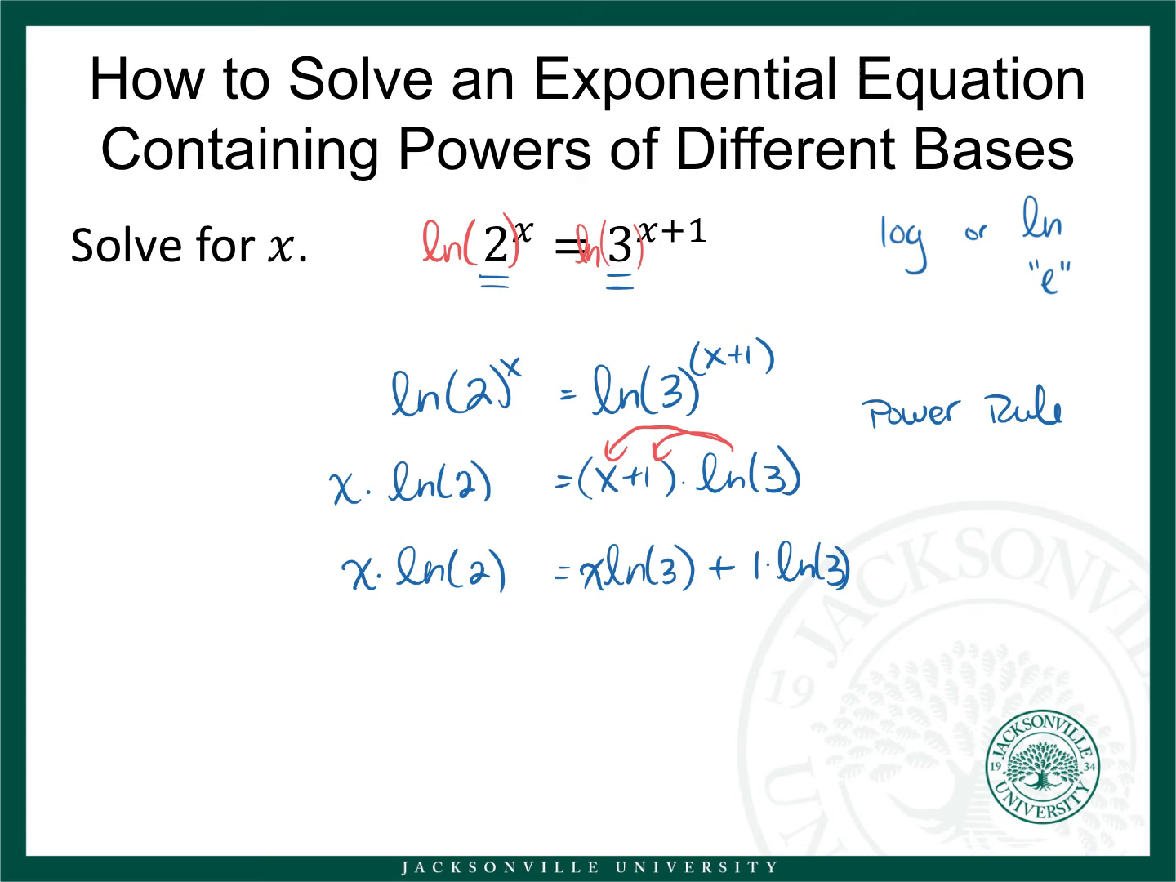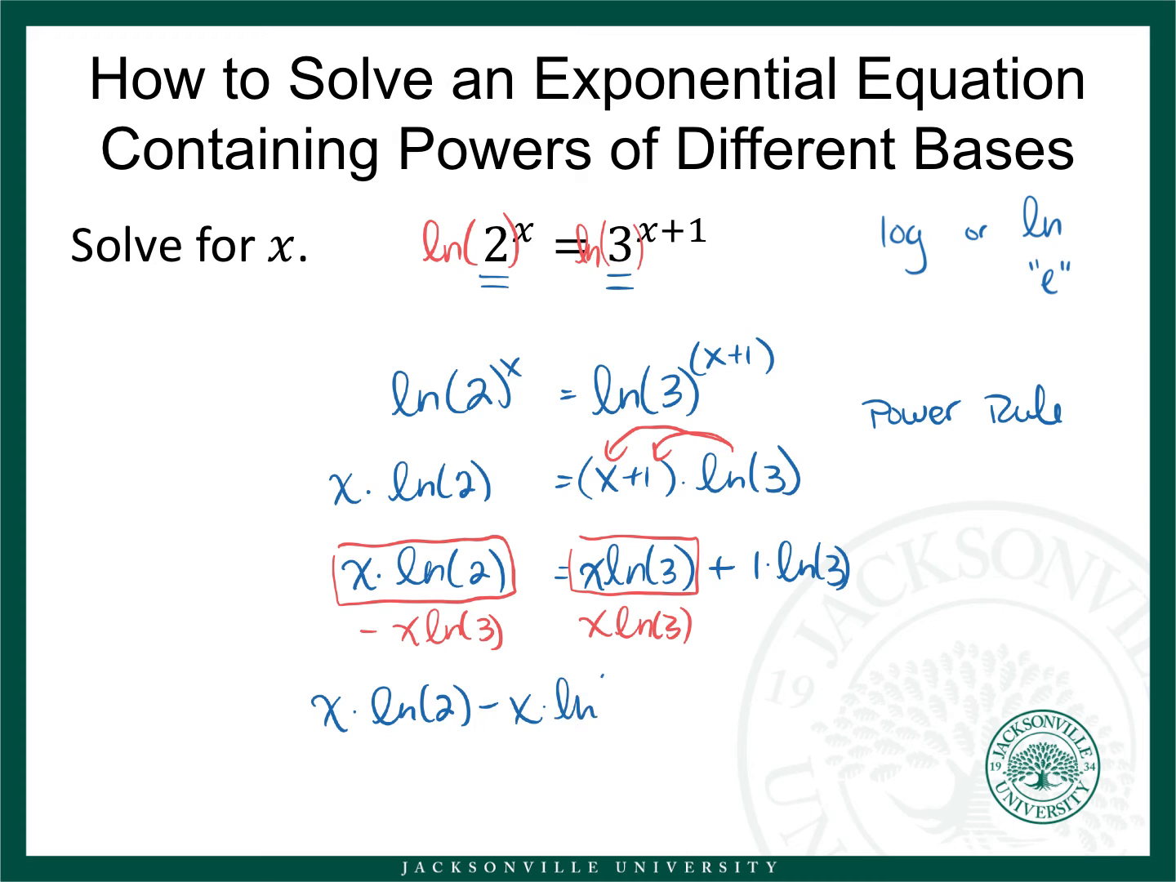So here I see that I have terms that have x in it. So what I can do is try to combine those terms. So I can subtract x times the natural log of 3 on both sides to bring all my x terms to the left side of my equation. So when I do that, on the left, I've got x times the natural log of 2 minus x times the natural log of 3, and on the right-hand side, we've got the natural log of 3.